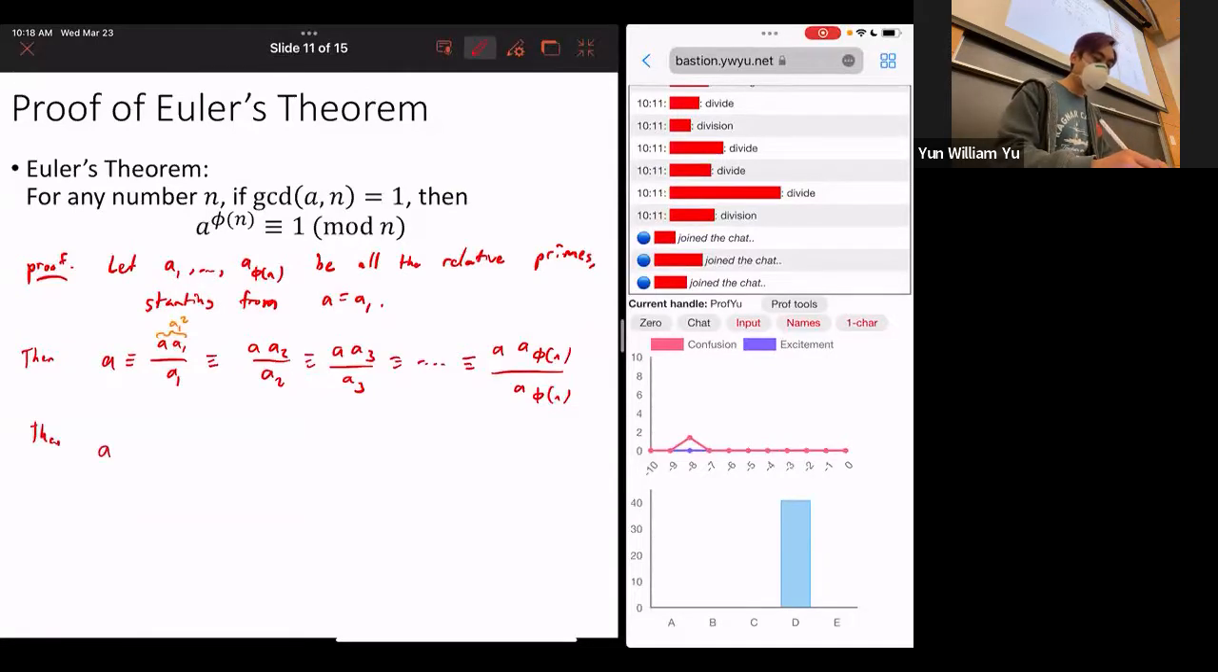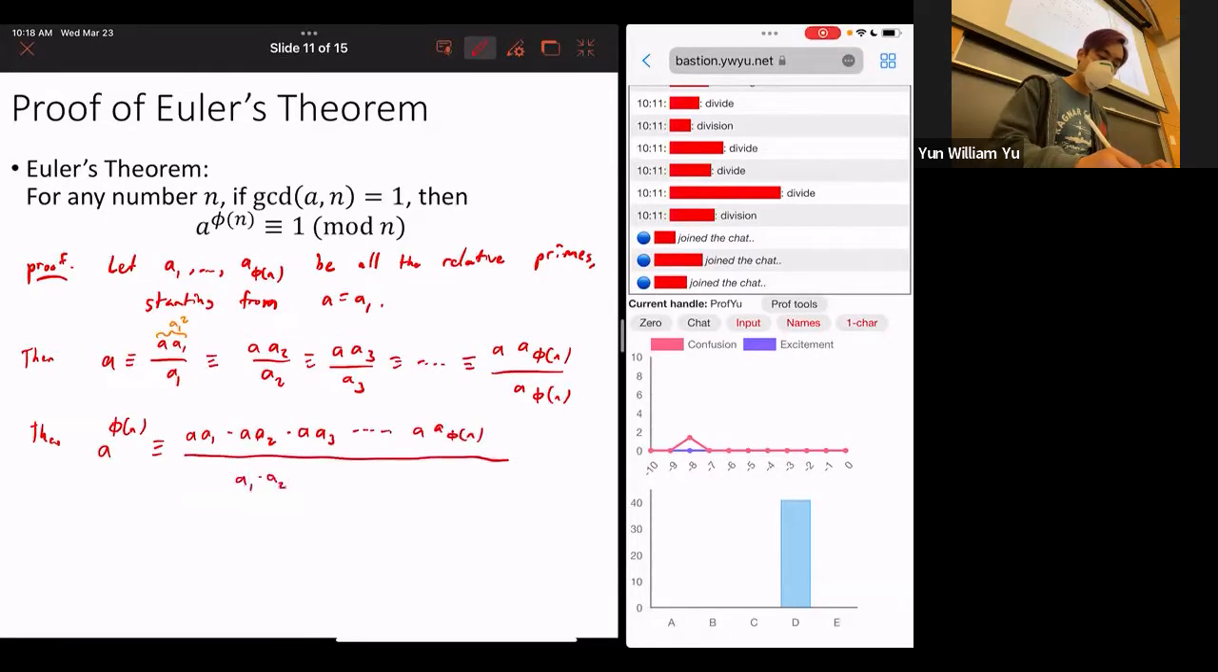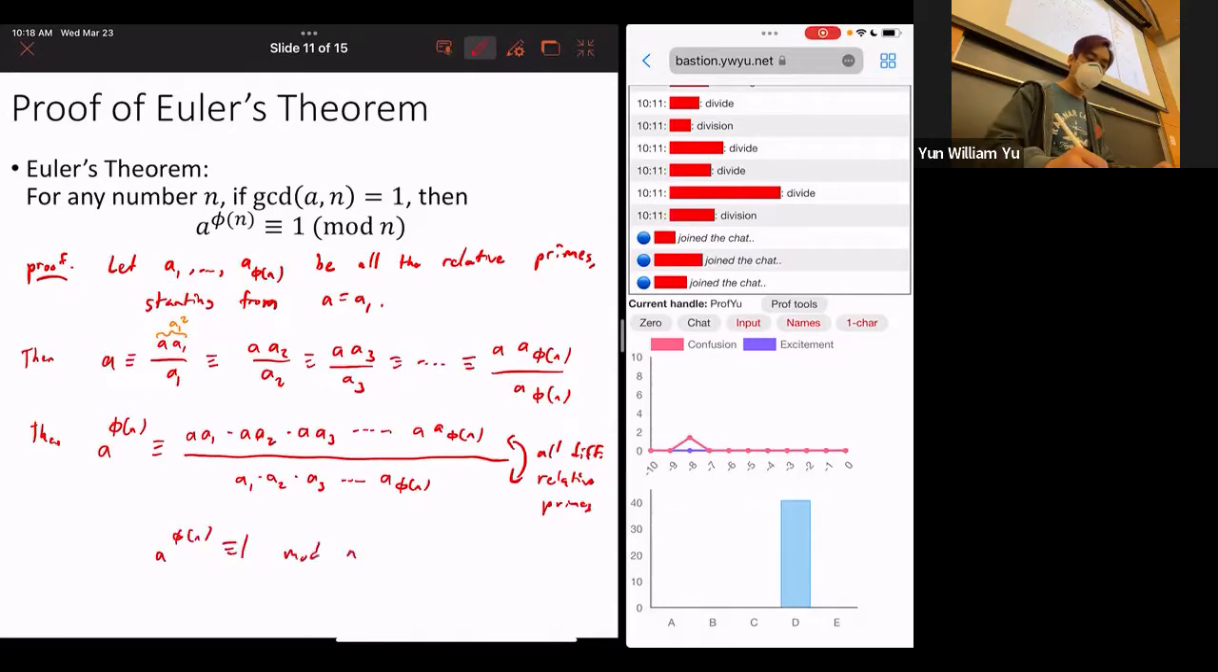So then a to the phi of n, where the power is the phi function, well, you can just multiply all these together. So you have a times a1, a times a2, a times a3, all the way through a times a phi of n, over a1 times a2 times a3, all the way to a phi of n. And notice that these, of course, are all the different relative primes. And so they cancel out, which is what we've shown earlier. And so therefore, a to the phi of n is congruent to 1 mod n.